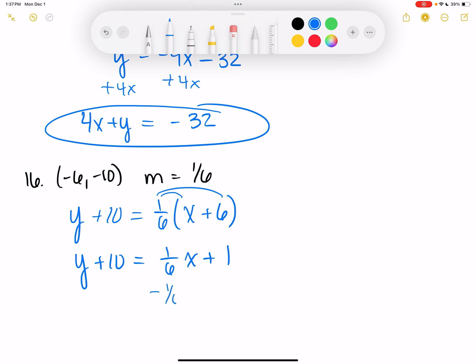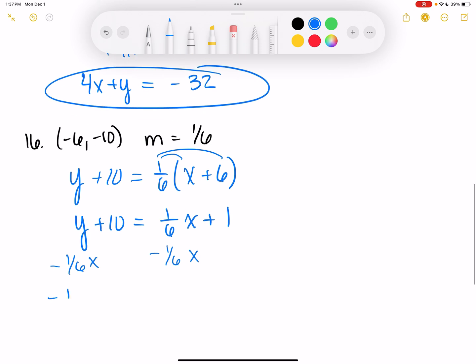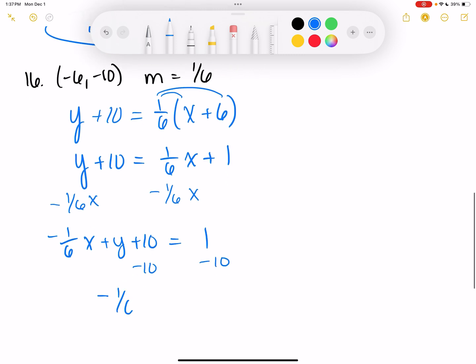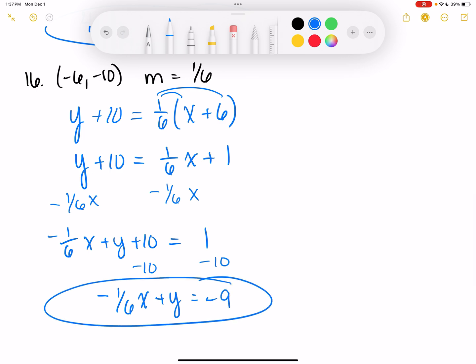Subtract my 1/6 x. I have -1/6 x plus y plus 10 equals 1. Subtract 10. -1/6 x plus y equals -9. So yes, essentially, other than having to find the slope first, this is basically all you have to do.